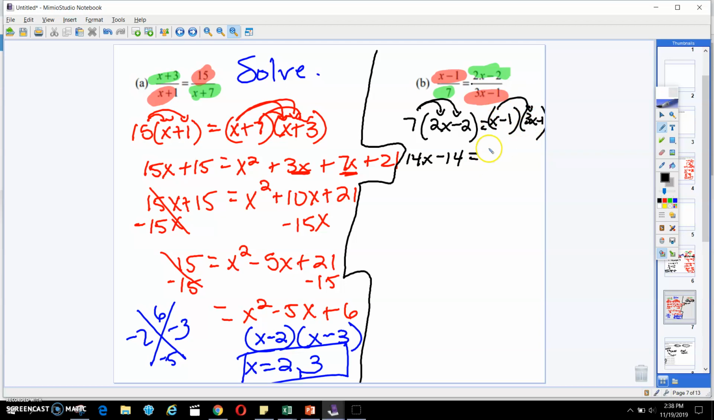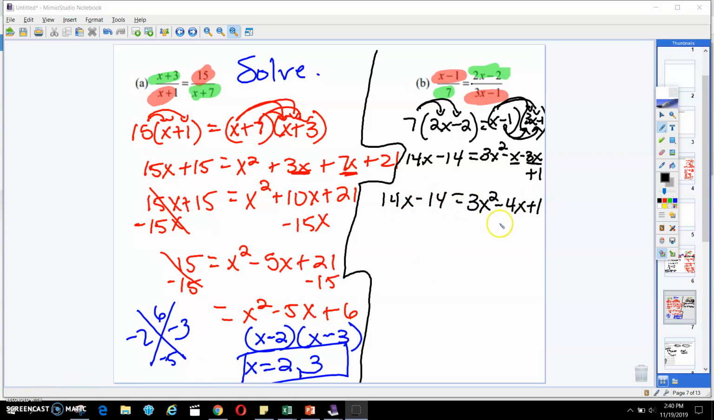So x times 3x is going to give me 3x squared. x times negative 1 is going to give me negative x. Negative 1 times 3x is going to give me negative 3x. And negative 1 times negative 1 is going to give me positive 1. Our next step is going to be combine like terms, but we're going to rewrite this left-hand side. We're not going to mess with it yet. Over here, we can combine negative x and negative 3x. So that's going to give me 3x squared minus 4x plus 1.